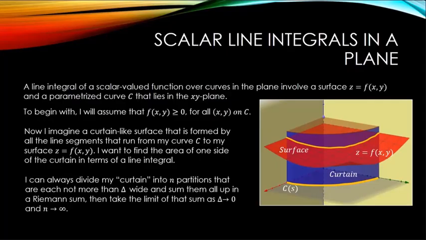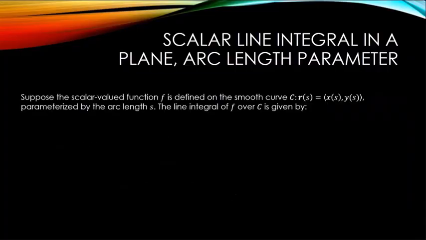I can always divide my curtain into n partitions that are each not more than delta wide, and then sum them all up in a Riemann sum, and then I take the limit as I let delta go to 0 and the number of partitions go to infinity in order to get an integral. So I want to look at a scalar line integral in a plane where I use arc length as my parameter. Let's suppose that my function f is defined on the smooth curve C that's given by the vector r(s) equal to a vector with components x(s), y(s) that is parameterized by the arc length s.